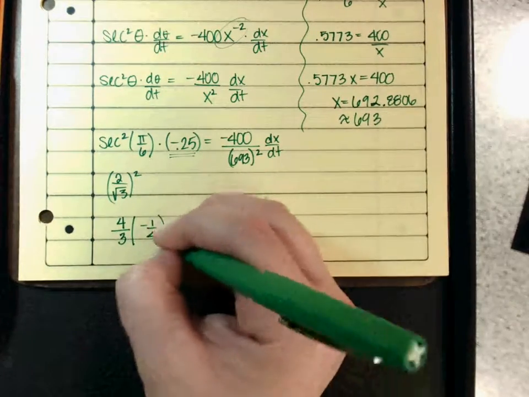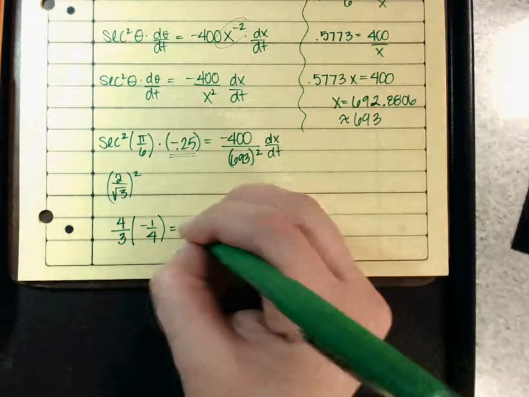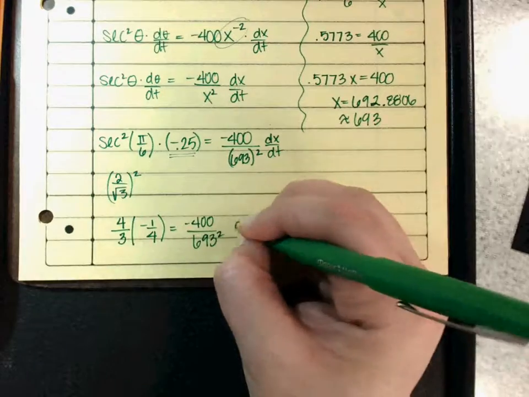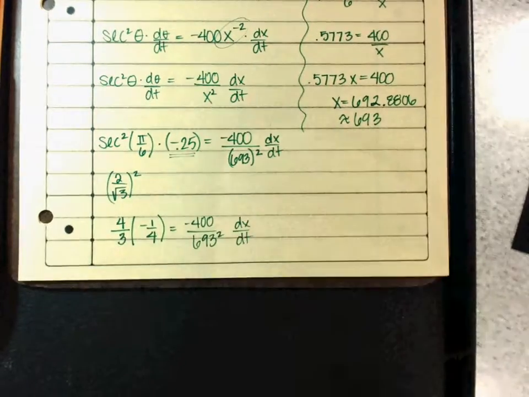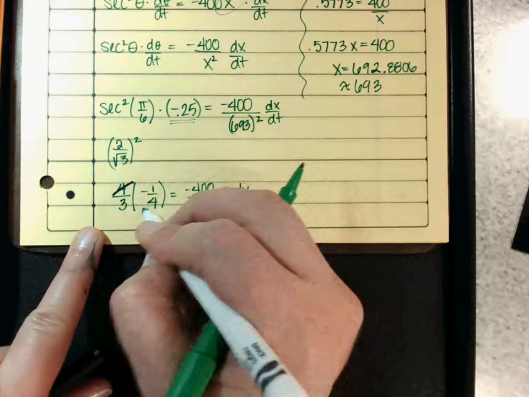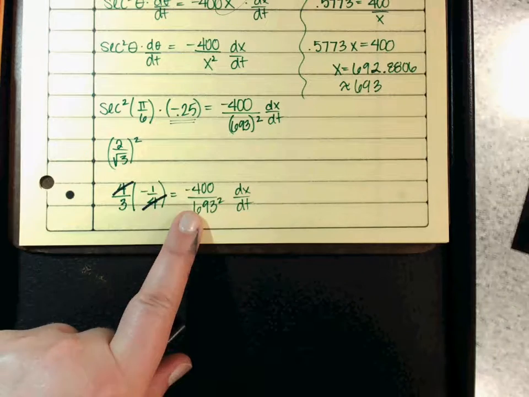Negative a fourth. What's going to happen with my 4's? Good. 693 squared on the bottom. And so then for my very last step, I'm going to cross those 4's out. Really, it's just negative a third. And then I'm going to multiply by the reciprocal of this fraction to the other side.